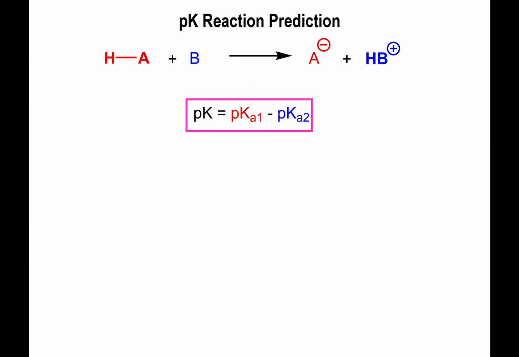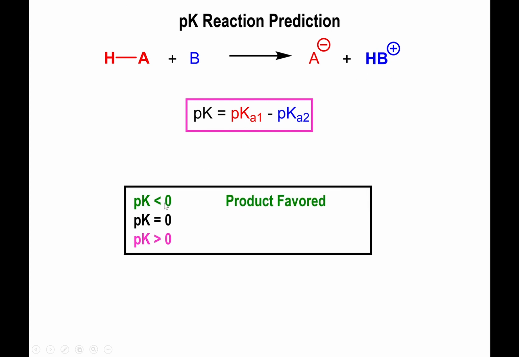All right, so what do we do with this? Well, you look at the values. You actually look at the pK values and simply subtract them from each other: pK of the acid on the reactant side minus the pK of the acid on the product side. If the value is less than 0, what this will tell you is that this is actually product favored. This means that the reaction will definitely go to the product side.